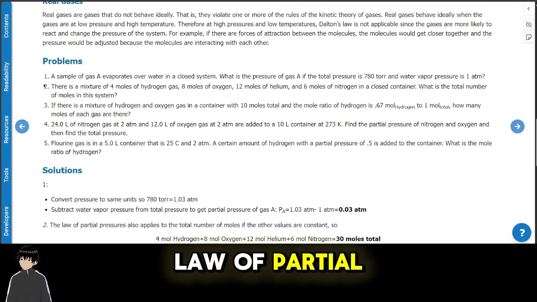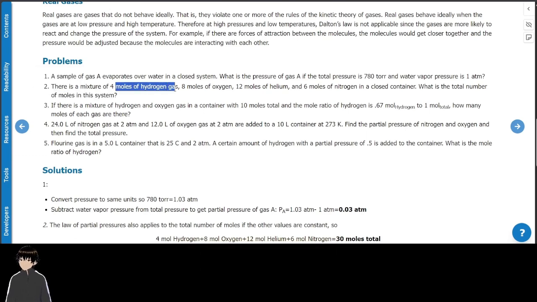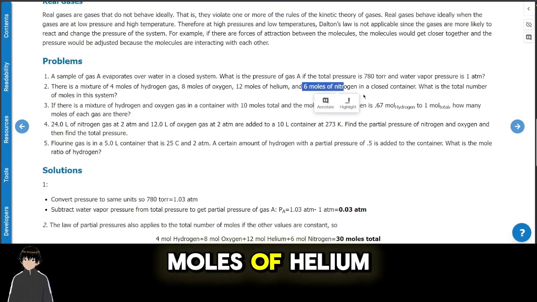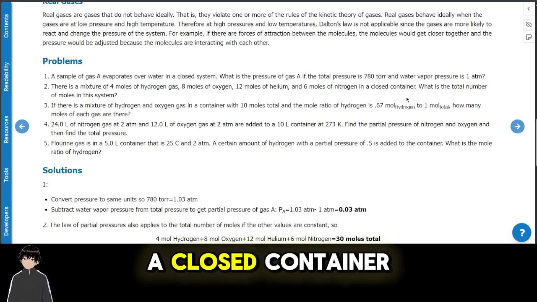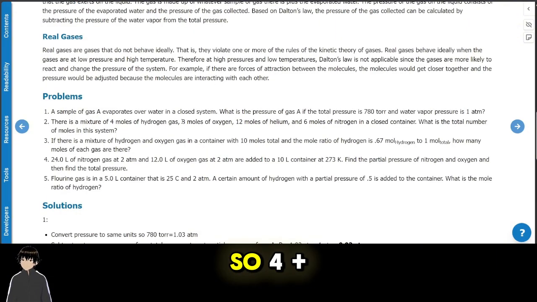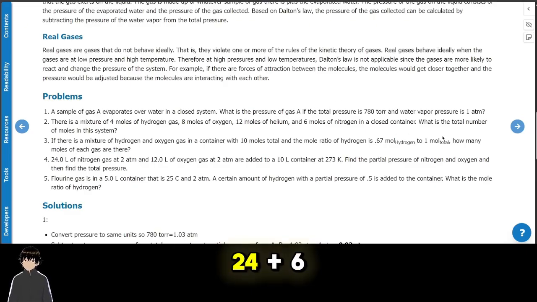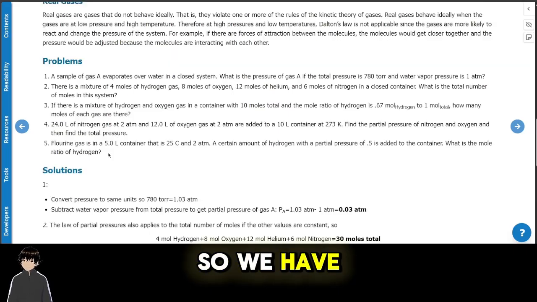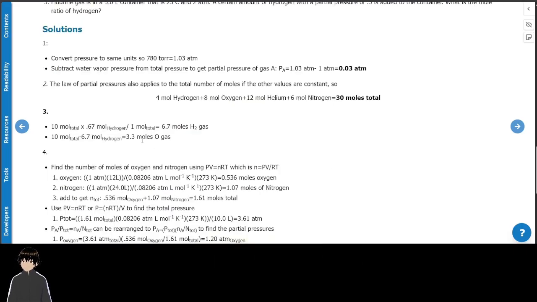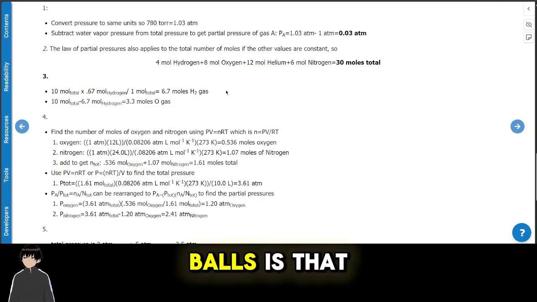Okay, so the law of partial pressures. Let's see the second problem. There's a mixture of 4 moles of hydrogen gas, 8 moles of oxygen, 12 moles of helium, and 6 moles of nitrogen in a closed container. What is the total number of moles in the system? So 4 plus 8 is 12, plus 12 is 24, plus 6 is 18. So we have 18 moles.